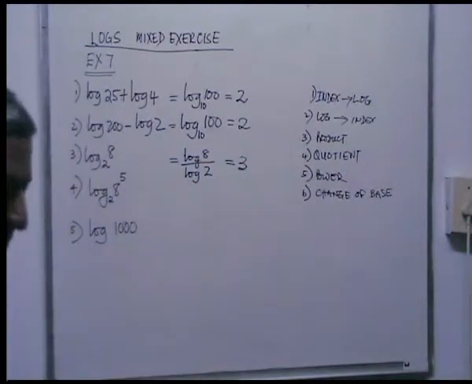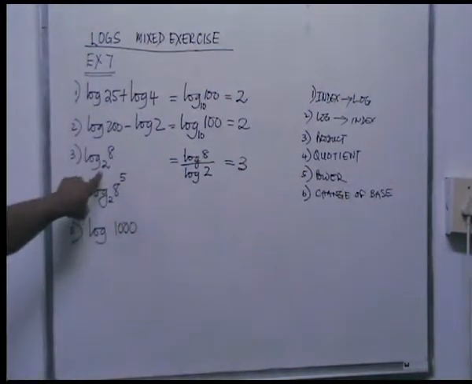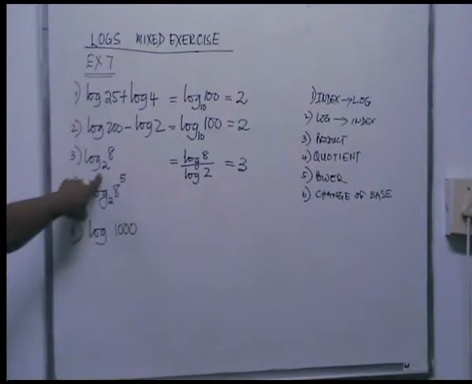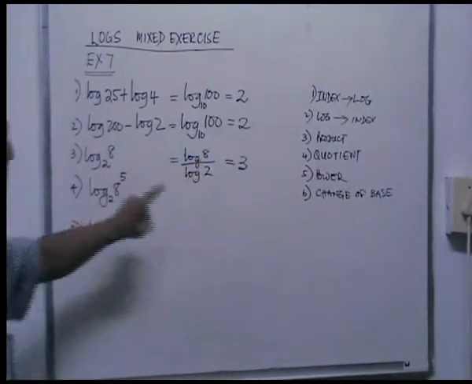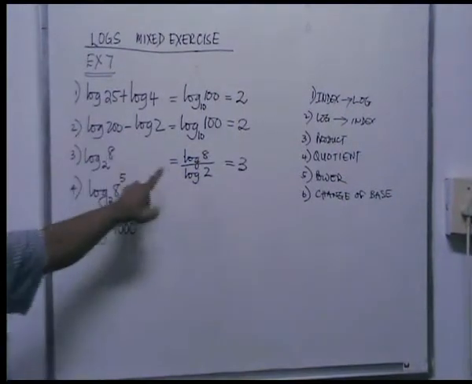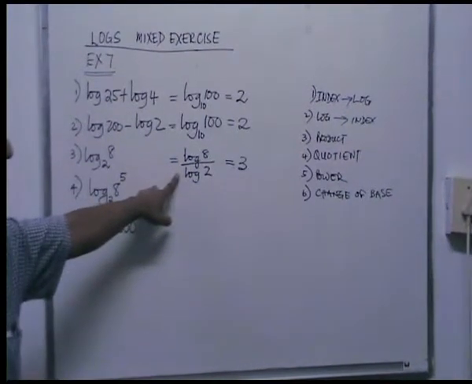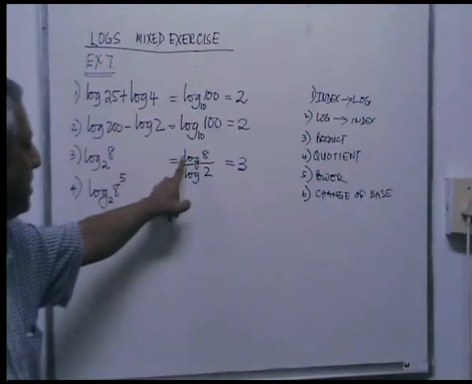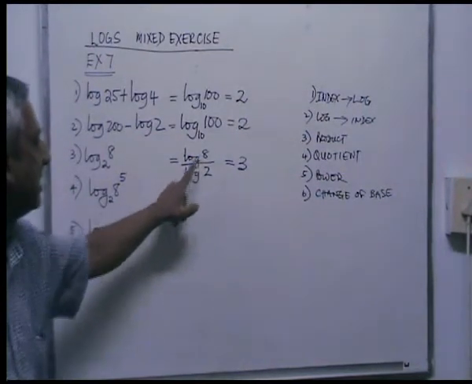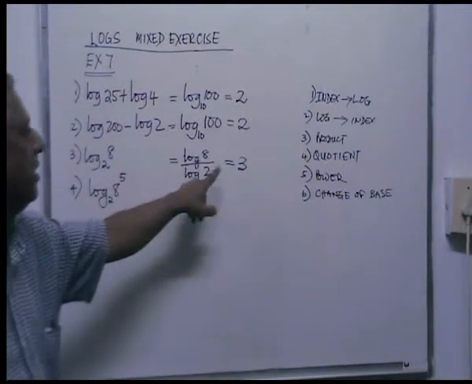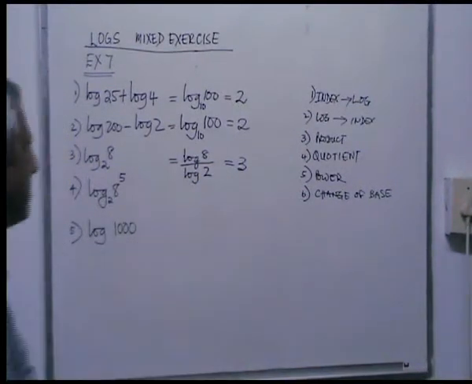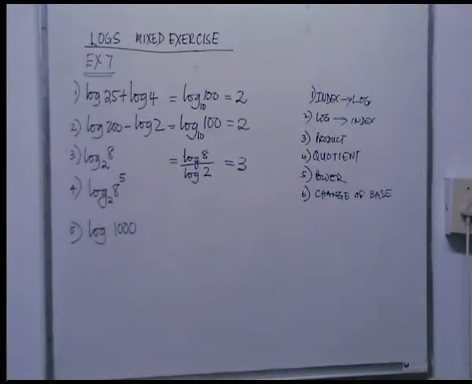So you see, you can't find the answer like this on the calculator because the base is 2. The calculator only works with base 10. So what I did, I took this, I changed the base. And after that, I put this in the calculator. Log 8 divided by log 2 equal to, and I got the answer 3. Right, now let's look at number 4.